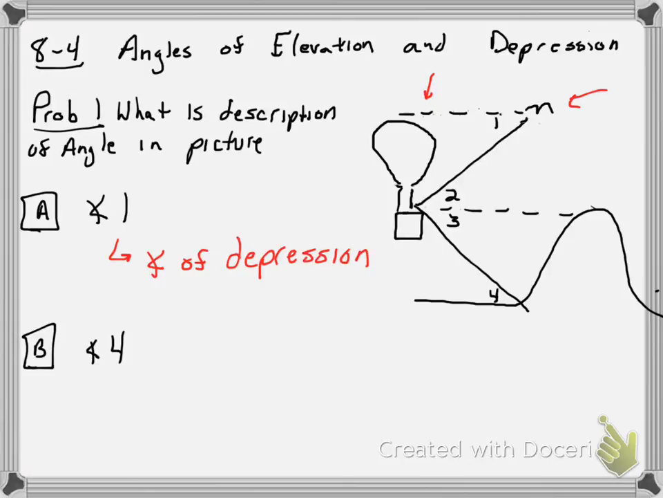Okay, what if we look at angle 4? Again, find the horizontal line. What is that off the horizontal? Notice how it goes up? That makes this an angle of elevation.